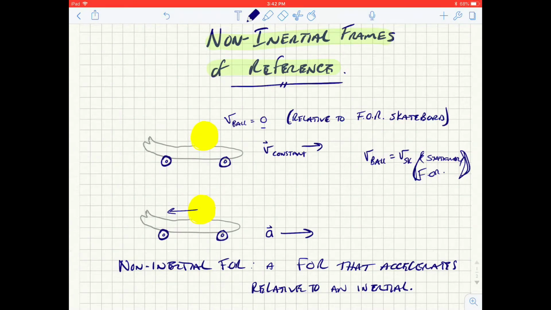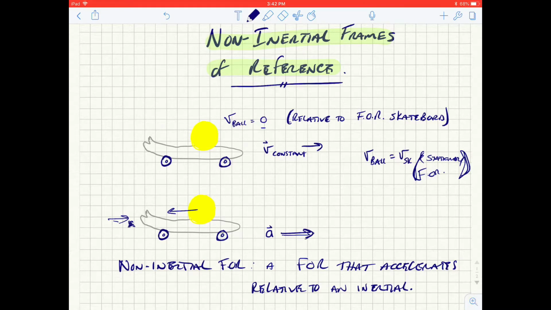We see the skateboard move past us. It accelerates, so it either speeds up, slows down, or changes direction. And this time the ball doesn't stay put. The ball's velocity relative to the skateboard is no longer zero. If the skateboard is initially at rest and we give it a shove and accelerate it in this direction, the ball relative to the skateboard will move towards the tail. In fact, it will accelerate towards the tail.